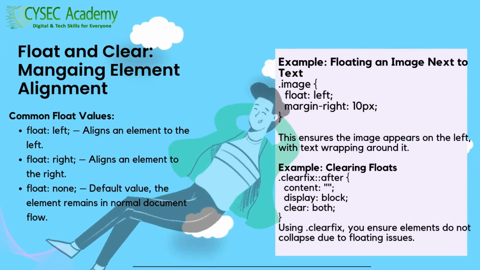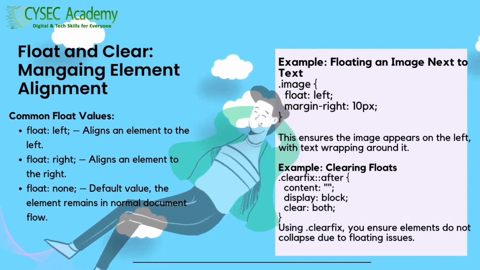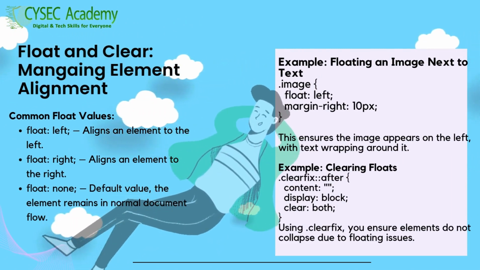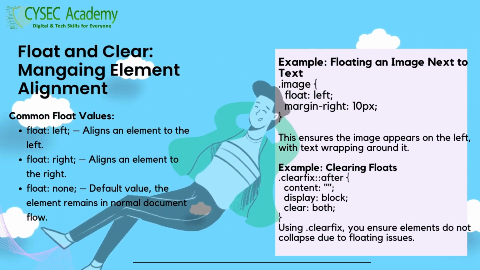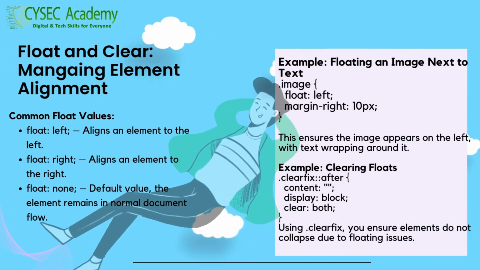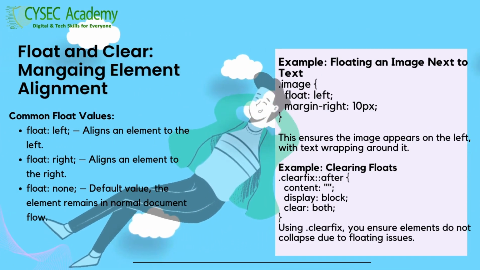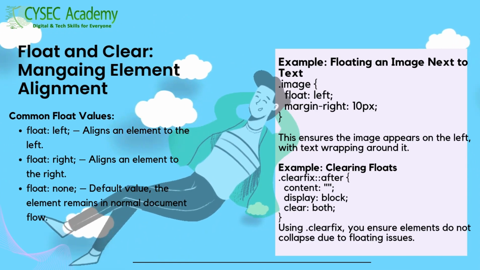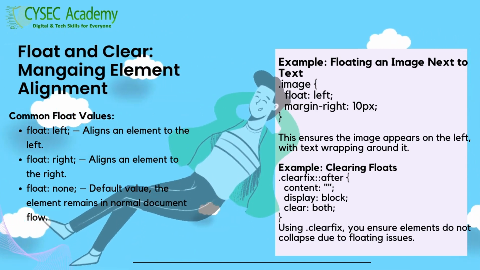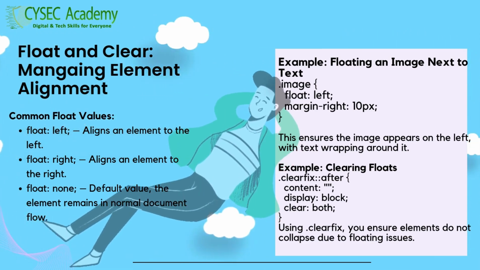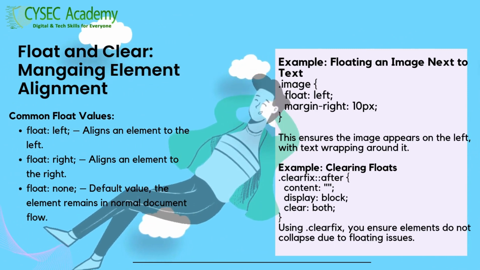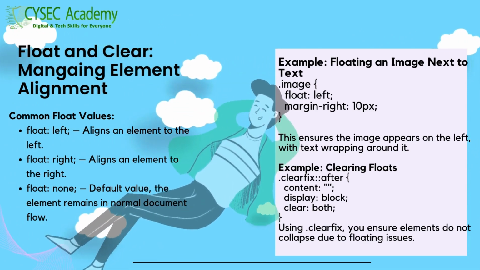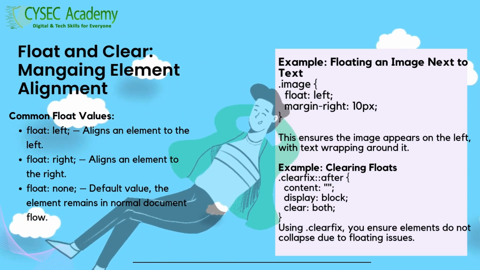Float and clear, managing element alignment. The float property is used to align elements to the left or right, allowing text and other content to wrap around them. Common float values. Float left aligns an element to the left. Float right aligns an element to the right. Float none, which is the default value, keeps the element in normal document flow.